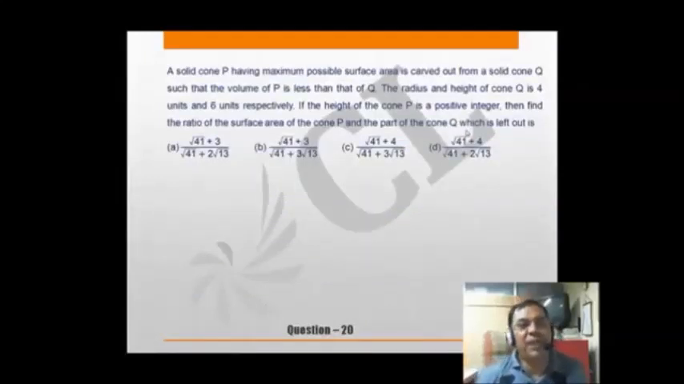A solid cone P having maximum surface area is carved out of solid cone Q such that volume of P is less than that of Q. The radius and height of cone Q are 4 units, and the height of cone P is a positive integer. Then find the ratio of cone P to the part of the cone which is left out.